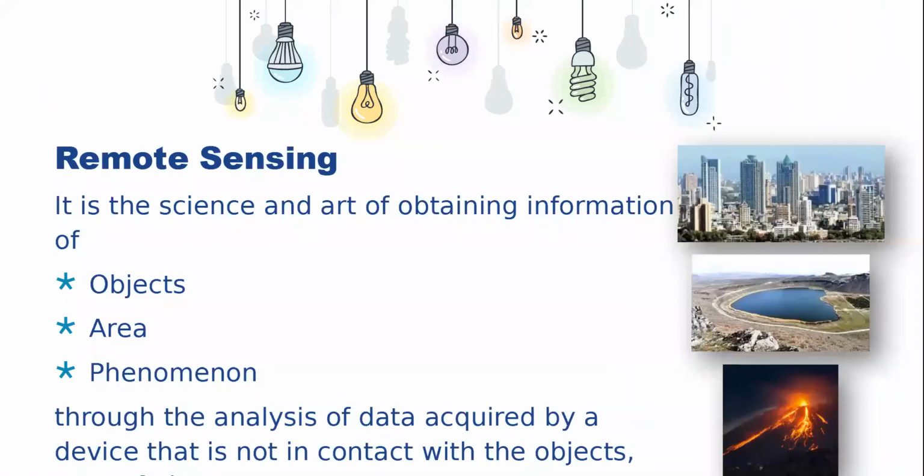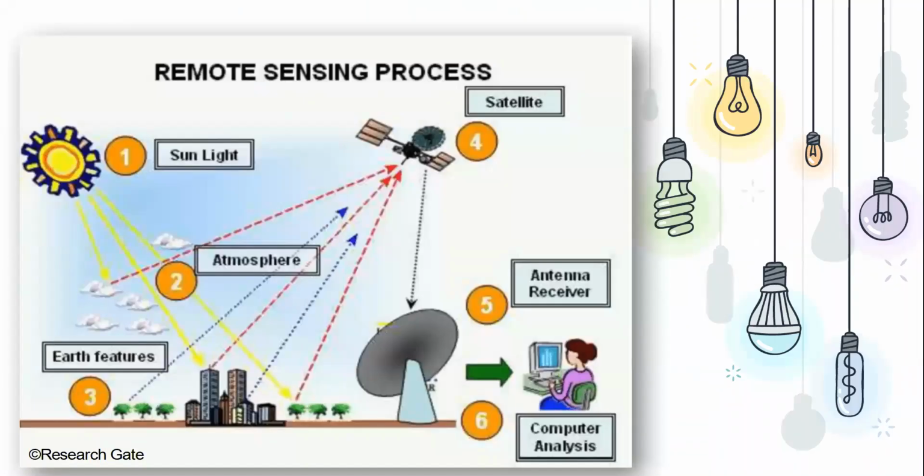Remote sensing is another discipline of geomatics, which is the science and art of obtaining information about objects, areas, and phenomena through the data acquired from satellites. The word remote means capturing information about Earth and its features without being in physical contact.